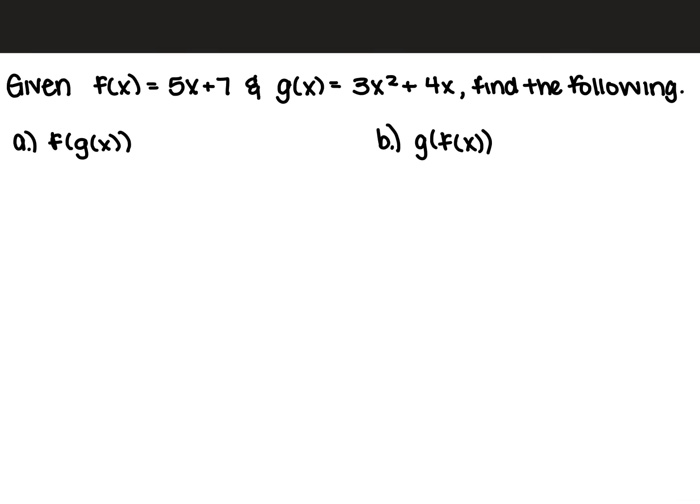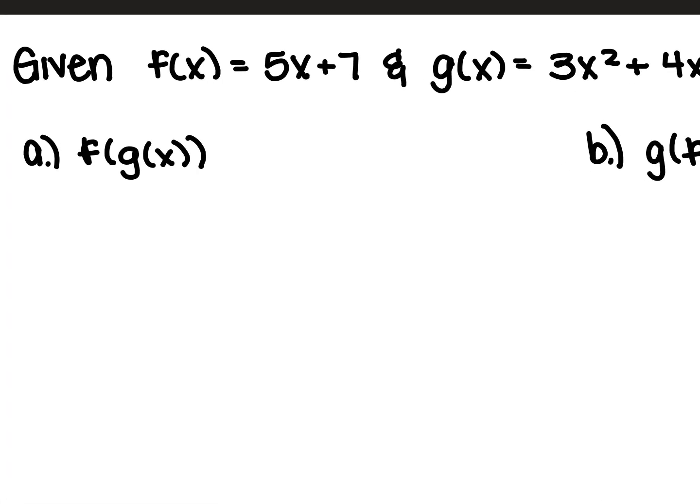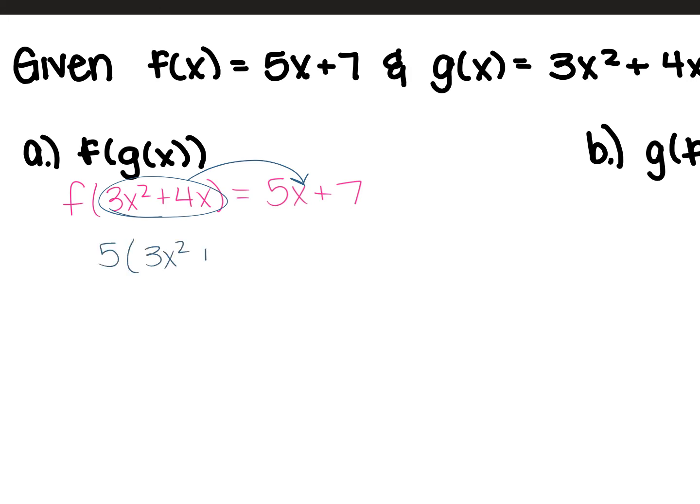If we look at our next set of examples, we're using f of x is equal to 5x plus 7, g of x is equal to 3x squared plus 4x. We're finding the following. The first one we have is f of g of x. So we're going to take g of x, plug it in for x in f of x. So that's just f of 3x squared plus 4x. That means we're going to have the 5x plus 7, and we're going to plug that entire expression, that 3x squared plus 4x, in for x. So that's going to give us 5 times 3x squared plus 4x plus 7.